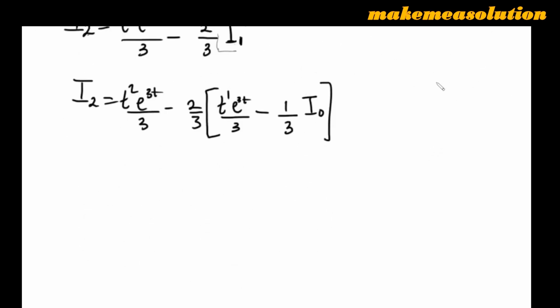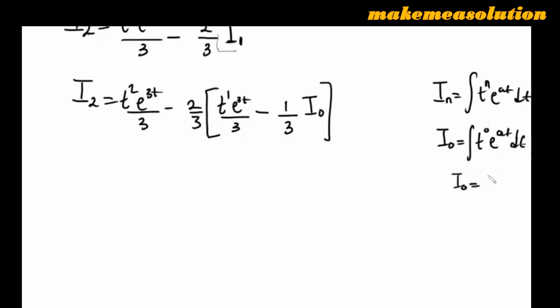So don't fret. The concept is that our I_n was gotten from an integral t raised to the power of n exponential at dt. So I_0 is the integral of t raised to the power of 0 exponential at dt, and t raised to the power of 0 is 1. So I_0 is simply the integral of exponential at dt. And I_0 without the integration constant is simply exponential at over a. So anytime you're solving reduction formulas using this pattern, your I_0 is just exponential at over a.